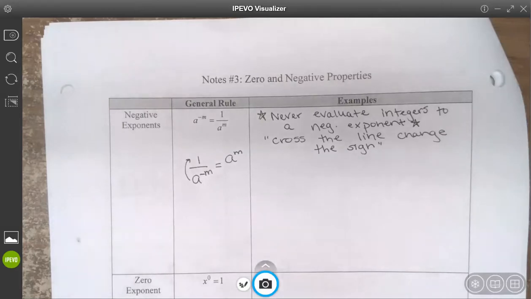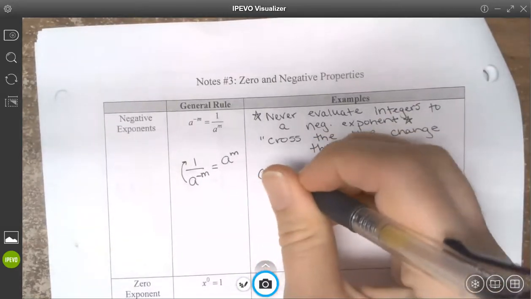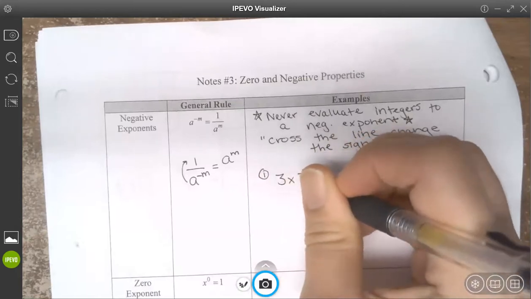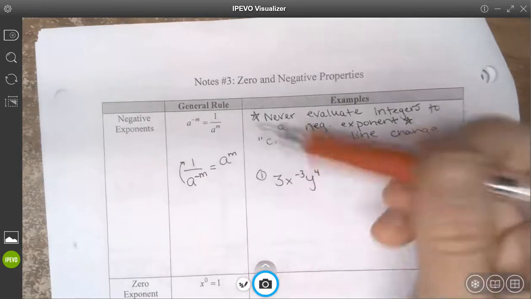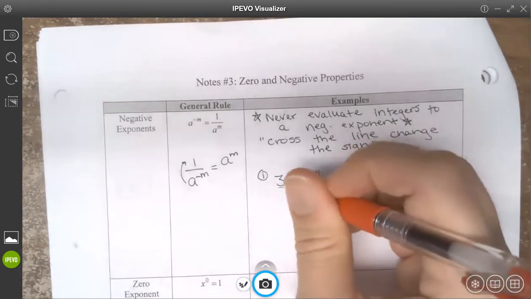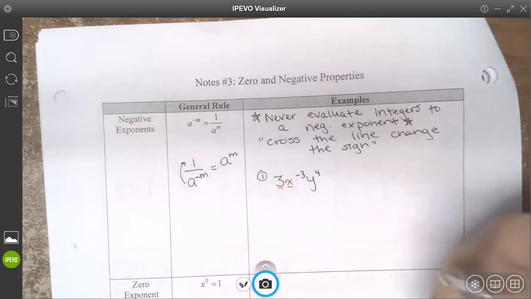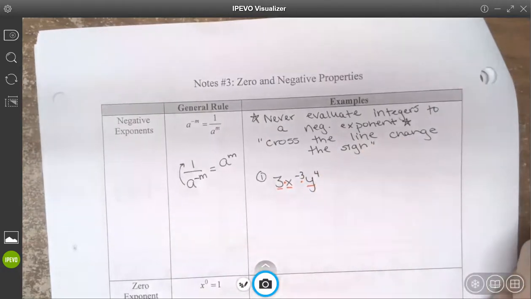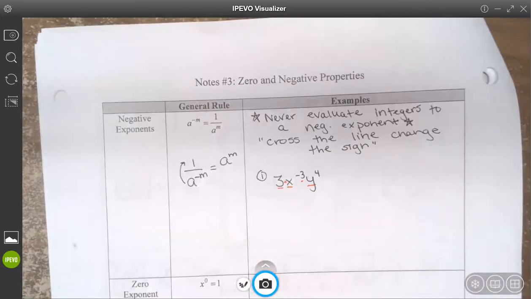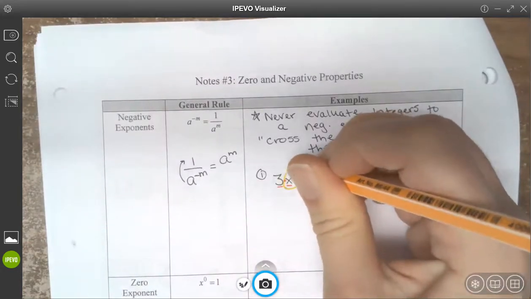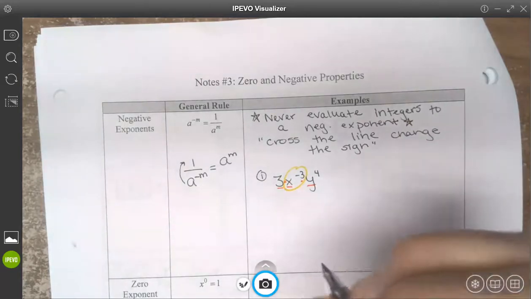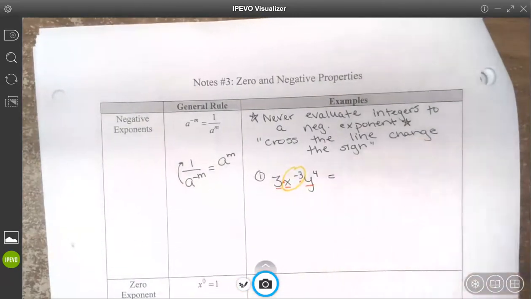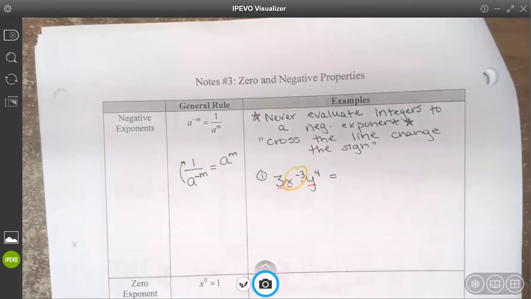So let's look at a few examples. If I had something like 3x to the negative third, y to the fourth. Another important idea here is that I'm going to look at each term separately. So 3 is its own term that's being multiplied by x to the negative third, being multiplied by y to the fourth. The only term that I have an issue with right now is my x variable because it's being raised to a negative exponent, and we never leave a negative exponent. Okay, to have something fully simplified, it no longer would have any negative exponents in the expression.